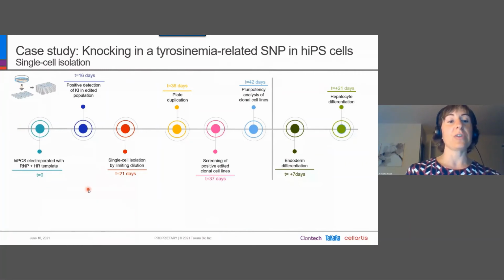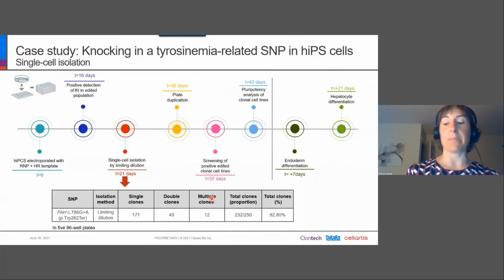of this population, and here you can see a timeline of all the different steps that I mentioned before. In this case, we single clone isolated by performing limiting dilution, and we calculated a dilution that would give us 50 cells per well. You can see here we have 96 well plates. In total, at the end, we had a survival rate of around 93%.